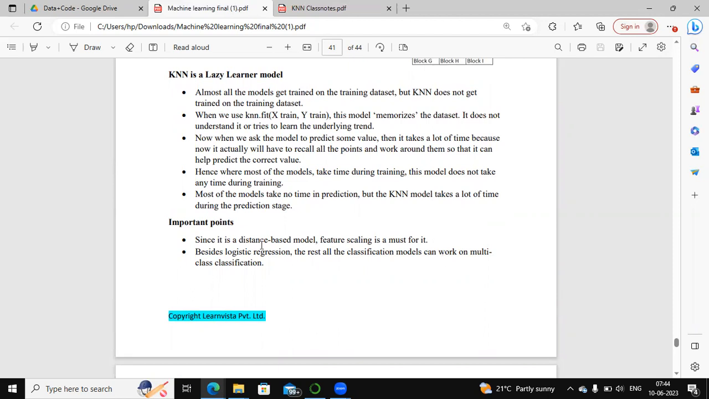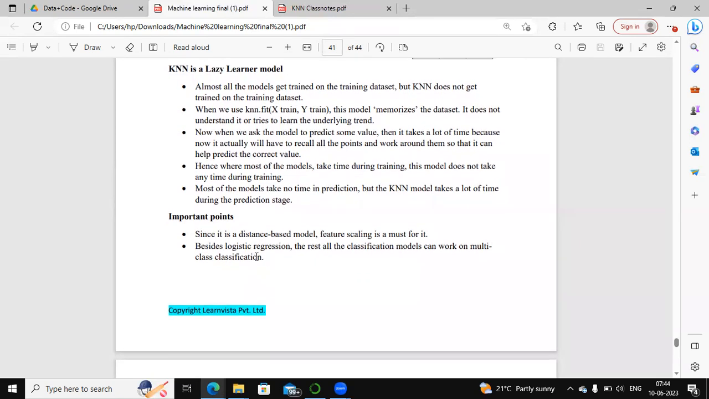Besides logistic regression, the rest of the models that we have discussed till now are multi-class classification. But in logistic regression, we take a regressor line, and above that line is considered to be class A, and below that is class B. So we have only two classes over there, two output categories. KNN is also a multi-class classification, but only logistic regression is not. So you have to remember this.